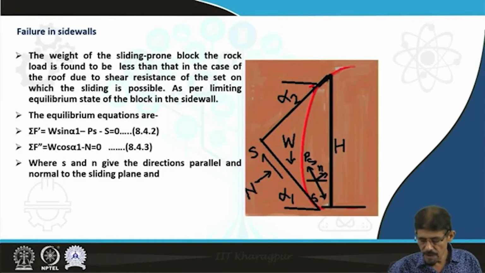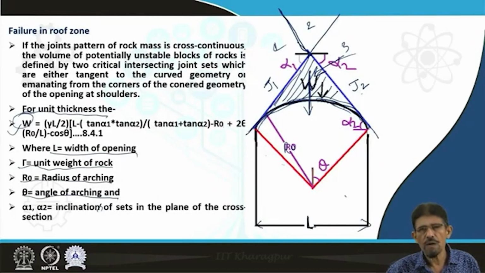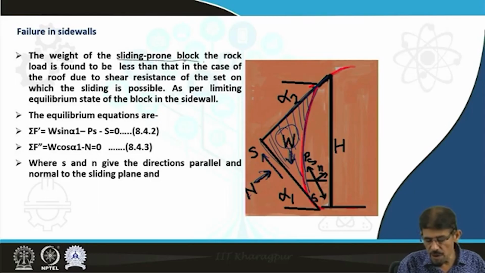If the slide is located on the walls of this opening, then there is a development of these forces, normal and tangential. In this case, the weight of this block is lower than the weight of block formed in case of roof zone. The weight of the sliding prone block, the rock load, is found to be less than that in case of the roof due to shear resistance of the set on which sliding is possible.